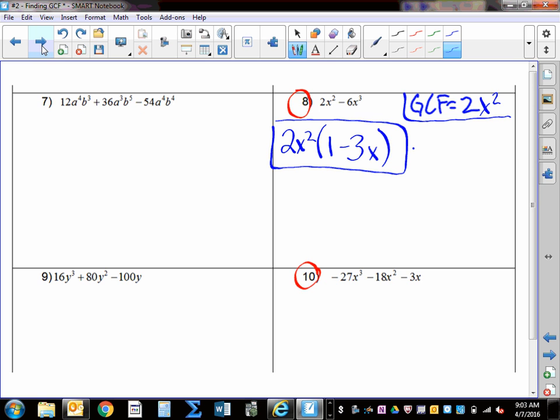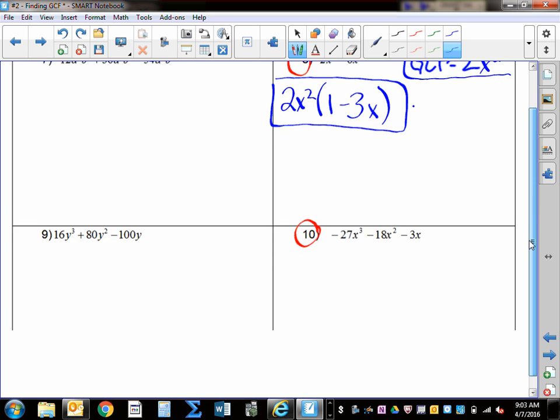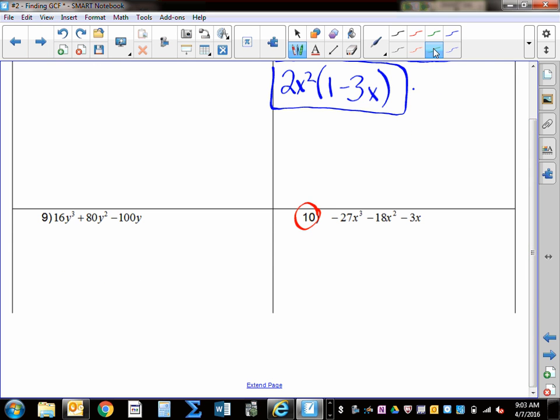Alright, other questions on this one? Okay, raise your hand if you got the GCF of 2. If you at least got the 2. Good. Keep your hand up if you also got your x squareds with it. Good, good. Alright, so let's take a look at 10 then.